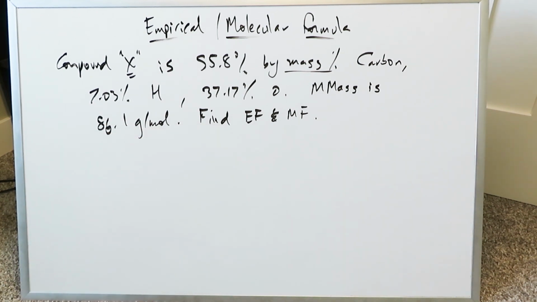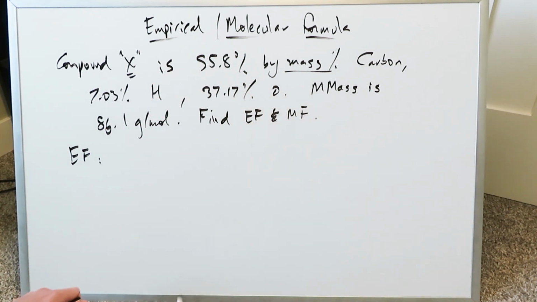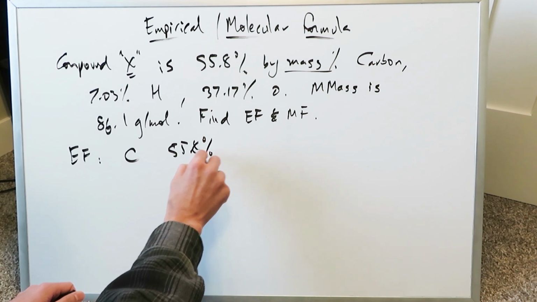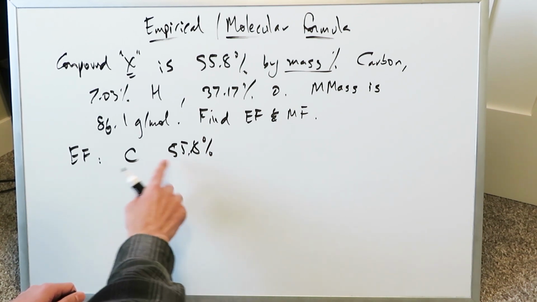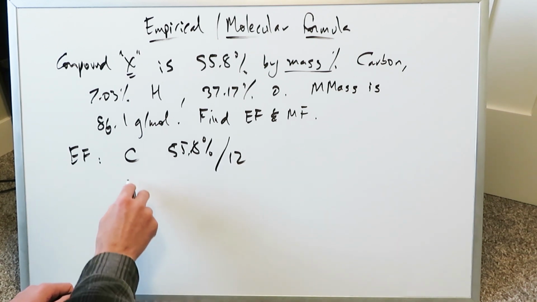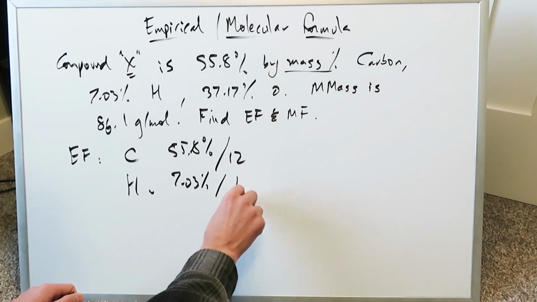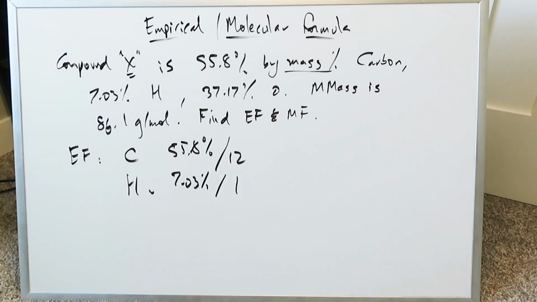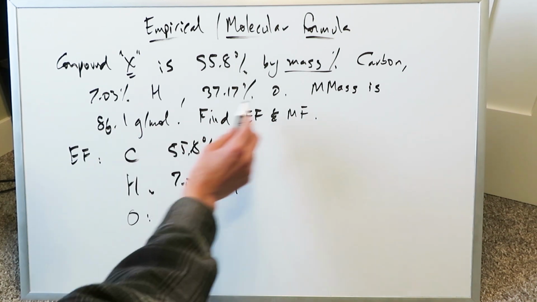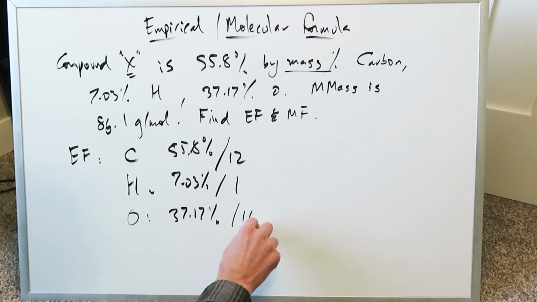The first thing you want to do is determine the empirical formula, and everything over here gives it away. You have 55.8% by mass percent of carbon in that compound X. You divide this by 12, which is the molar mass of carbon. For hydrogen, what you have is 7.03%, and you divide that by 1. I'm just rounding these numbers down. The molar mass of hydrogen is just 1. For oxygen, this compound is 37.1% oxygen, and you divide that by 16.